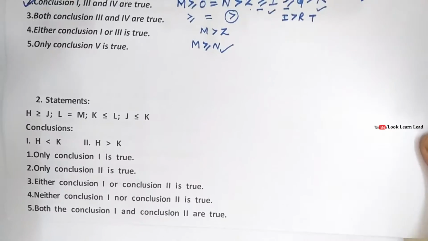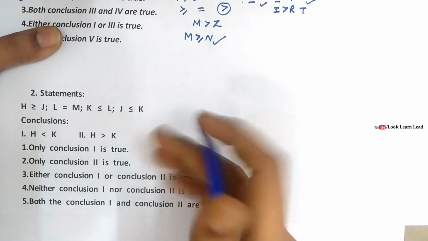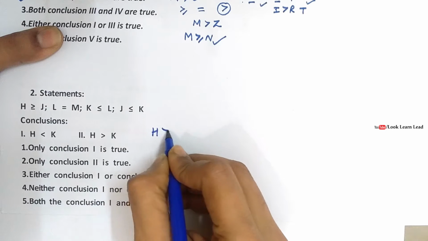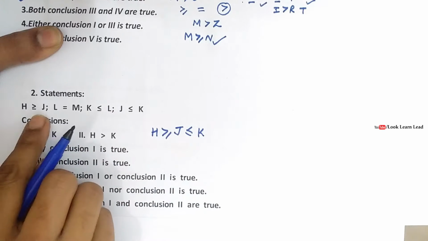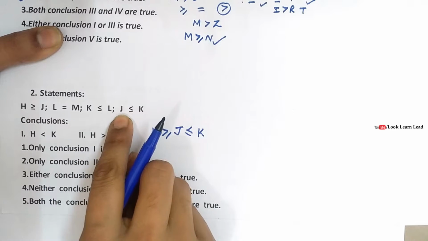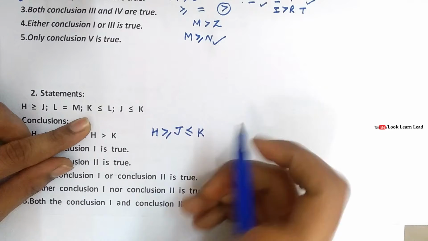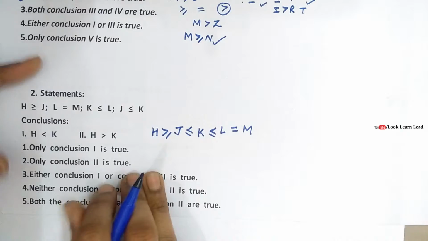Next question is H. Okay, this is also separated by comma, so I will write it. Let's see, you also write with me so that you can write fast. H is greater than equal to J, which is greater than equal to K. H is greater than equal to J, J is greater than equal to K. You have to see the question where it is. Okay, here we have K. So K is less than equal to L, I will write, and L is equal to M, it is given. Okay, this is the question.